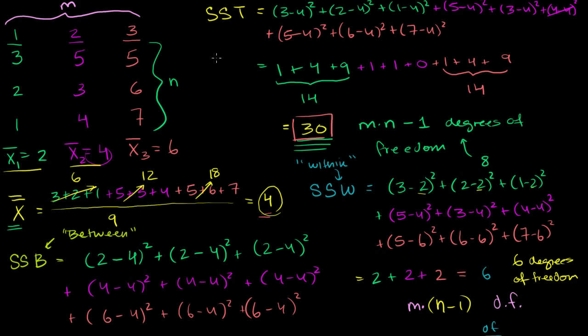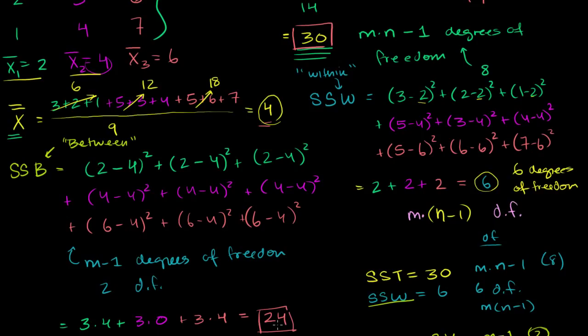And we asked ourselves how much of that variation is due to variation within each of these groups versus variation between the groups themselves. So for the variation within the groups, we had our sum of squares within, and there we got 6. And then the balance of this 30, there's no units here, came from variation between the groups. And we actually calculated it, and we got 24.